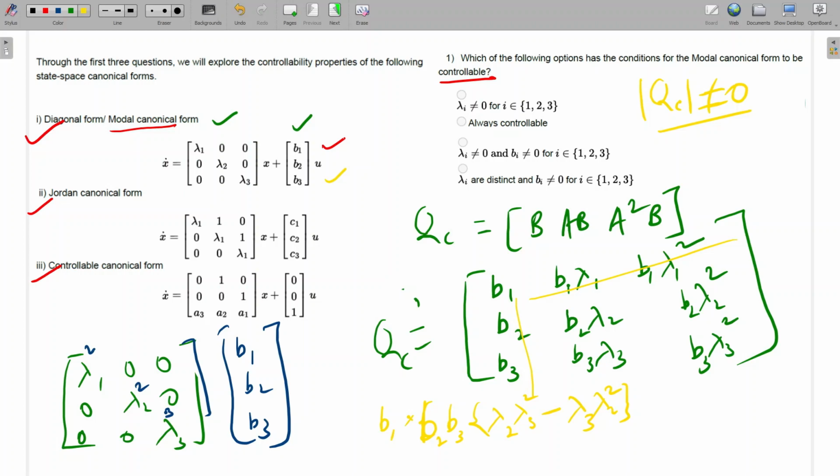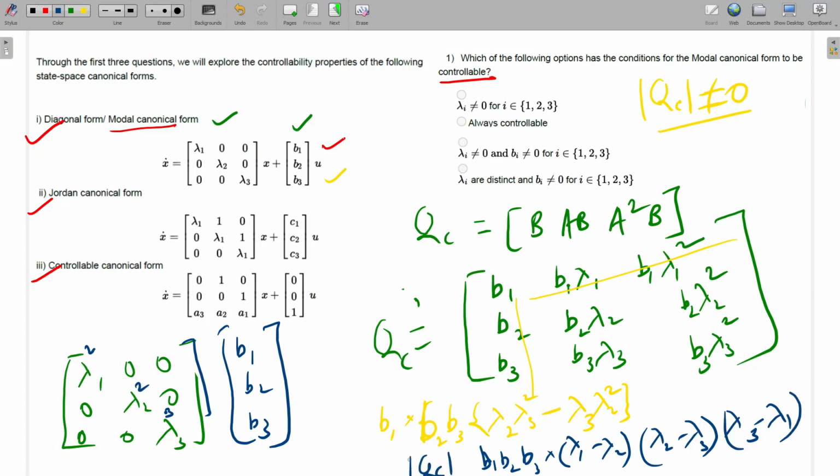Is it clear up to now? So the determinant will come as a function of, I'm going to write the final expression. The determinant value will come as B1, B2 into B3 into lambda 1 minus lambda 2, lambda 2 minus lambda 3, and lambda 3 minus lambda 1. So if we simplify this, we'll get this kind of factorization.